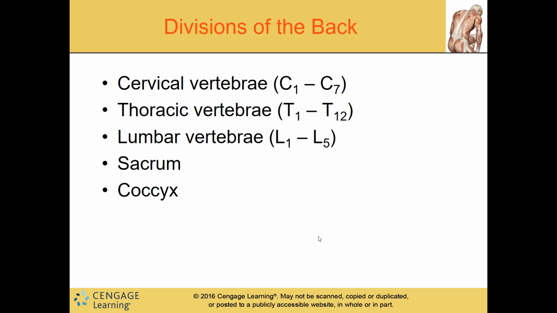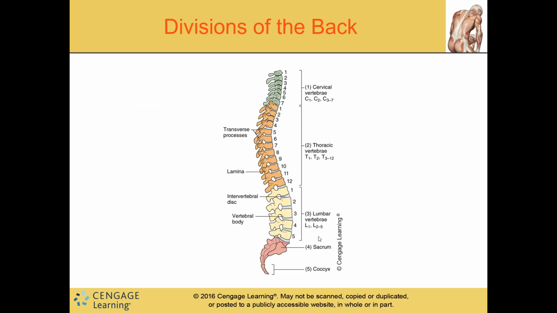All right. So now we have the divisions of the back. We have our cervical vertebrae, our thoracic vertebrae, and then our lumbar vertebrae, followed by our sacrum and our coccyx. You can see each section, how we have C1 through C7, T1 through T12, and L1 through L5. You do want to know how many vertebrae are in each section, but I'm going to teach you a little trick that'll help you with that.